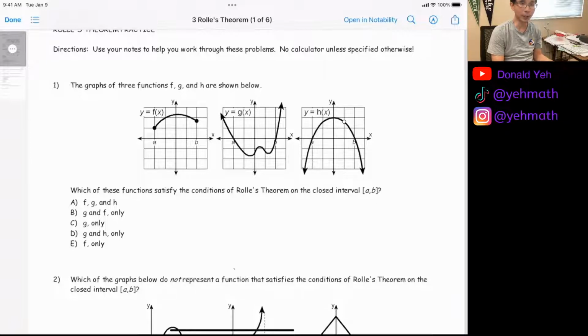Oh, you have a question. Go ahead. For y equals h of x, does that not satisfy because it's discontinuous, or is that not one of the conditions for the theorem? That's a question I have to ask you. Danny, what do you think? Each of them has a horizontal tangent, so there has to be an f prime equals 0.